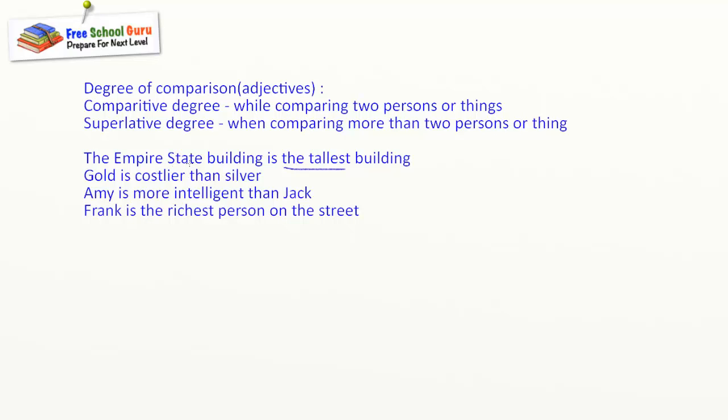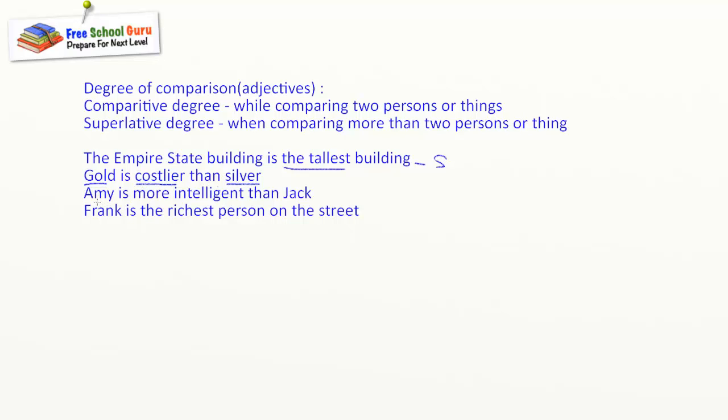So one noun, Empire State Building is the tallest building amongst all the available buildings. So this sentence is using superlative degree of adjective. Now next one, gold is costlier than silver. So here we are comparing two things, gold and silver. So when you compare two things, it's a comparative degree. Okay, so gold is costlier than silver.